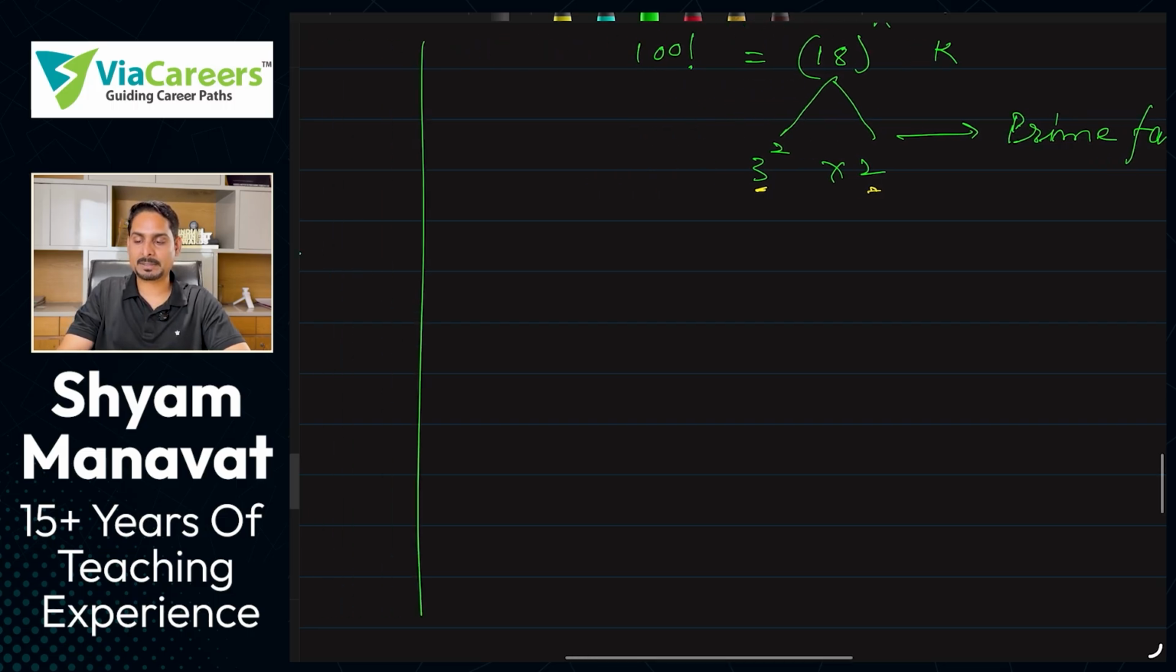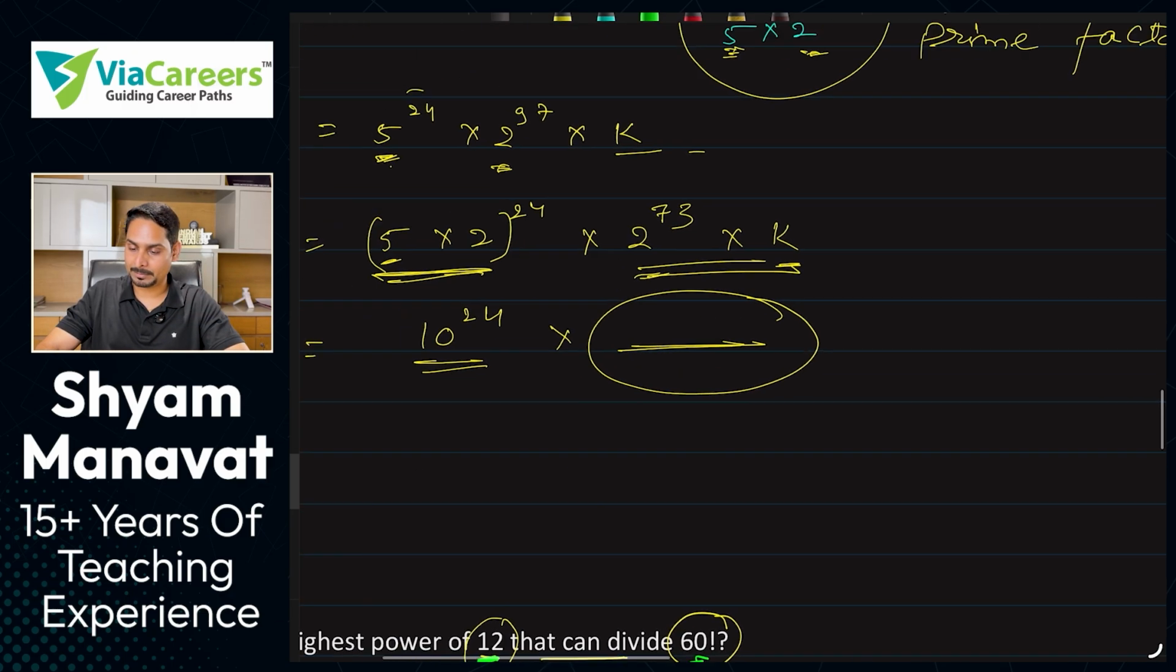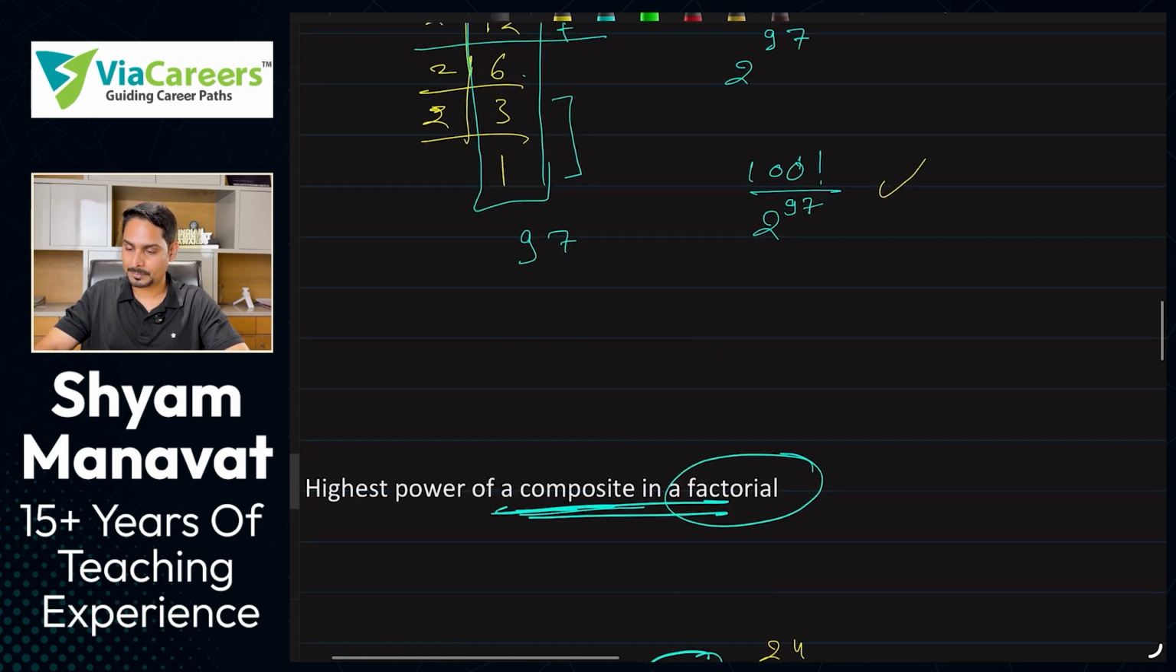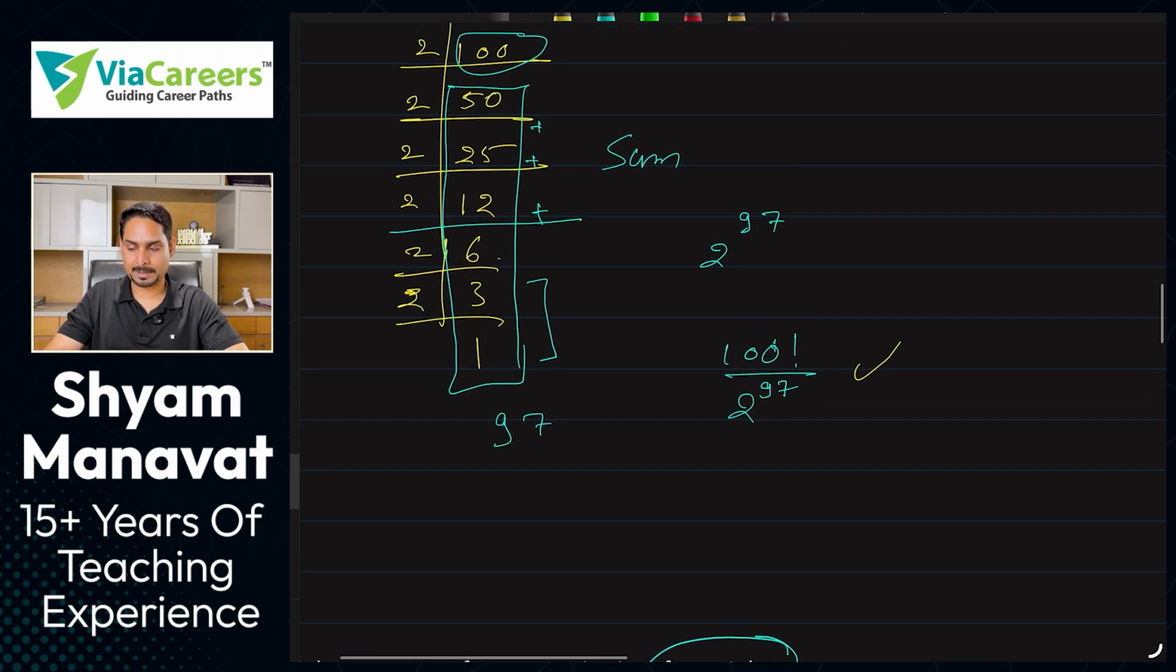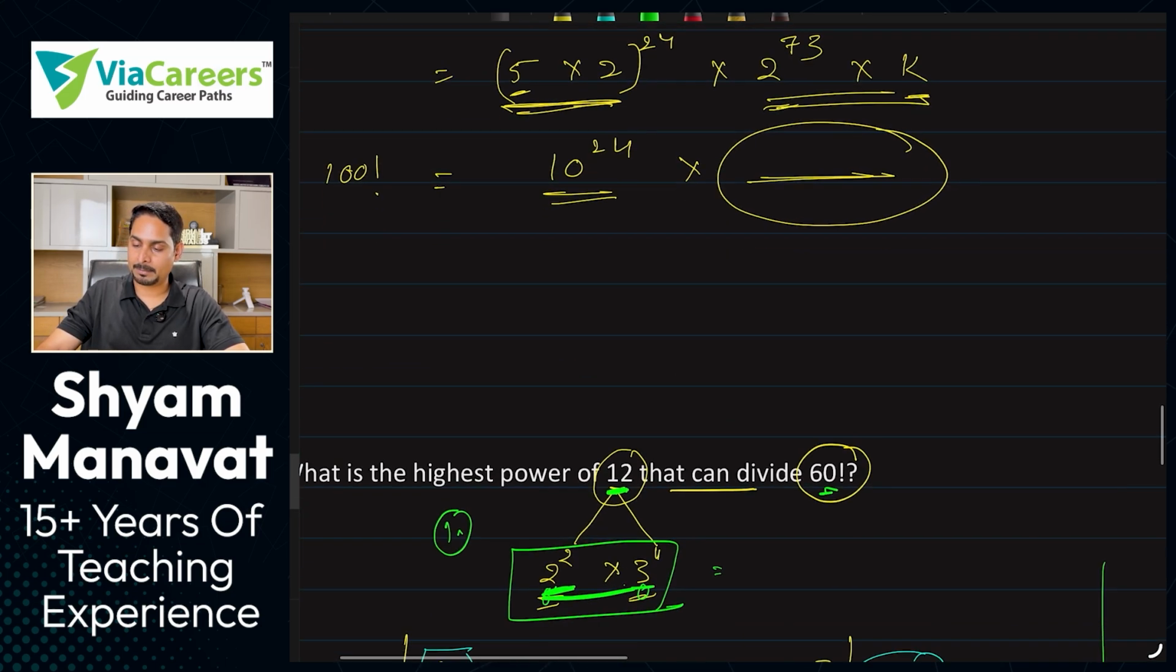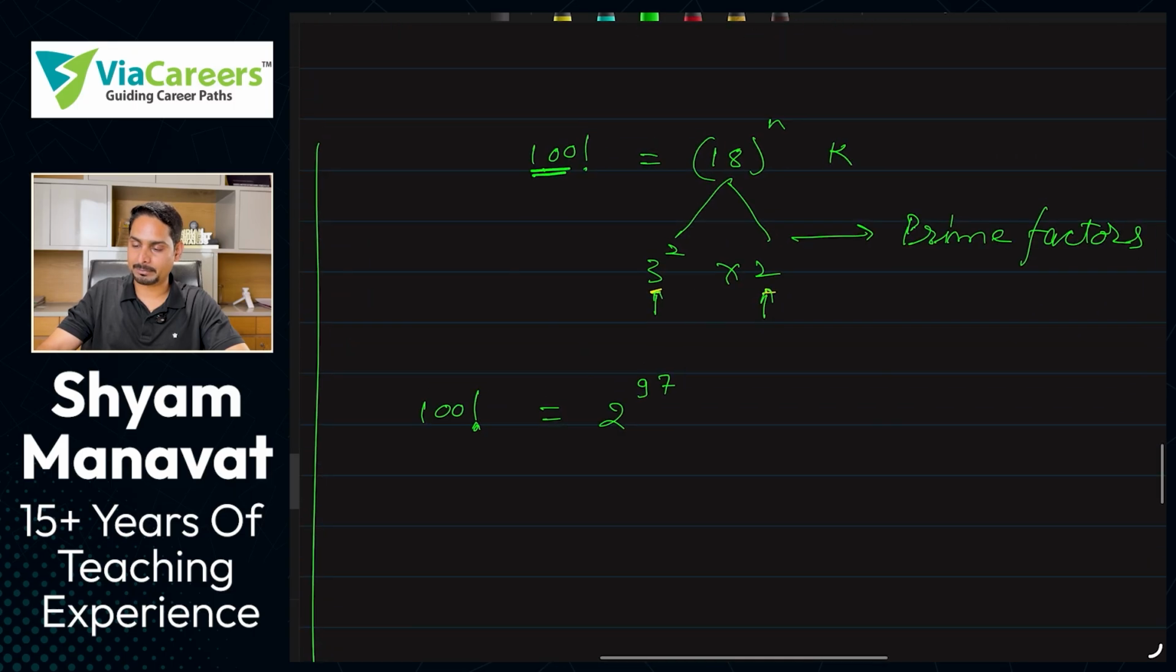Okay, and then you see those prime numbers, what is the maximum power of those prime numbers available in that particular factorial. That means what is the maximum power of 3 in 100 factorial, what is the maximum power of 2 in 100 factorial. I'll take reference of the previous calculation. We wrote the maximum power of 2 in 100 factorial as 2 raised to 97. Look at this 97 here. Now let's check the maximum power of 3 in 100 factorial.